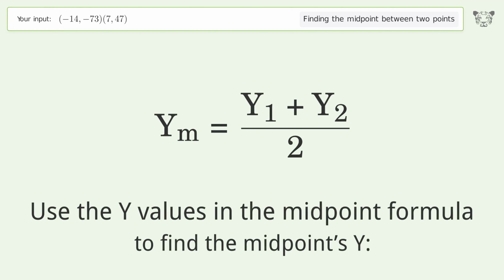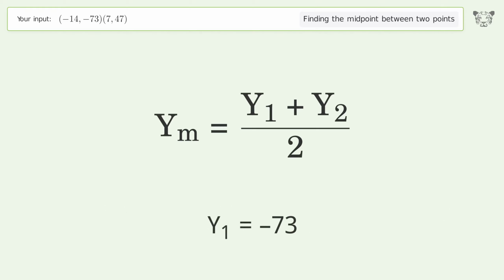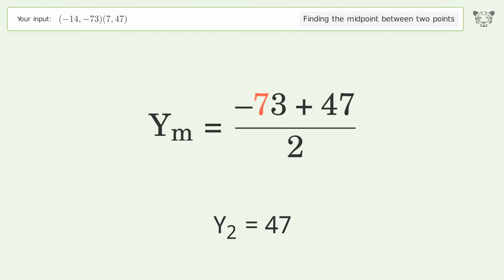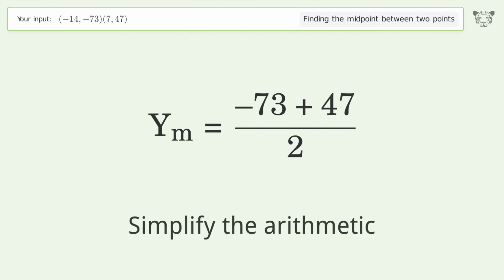Use the y values in the midpoint formula to find the midpoint's y. y1 equals -73. y2 equals 47. Simplify the arithmetic.